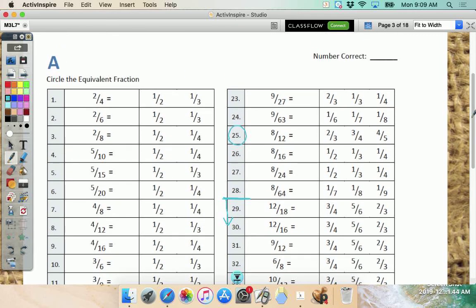Okay, so what we're doing is simplifying fractions. However, the only hard ones are the ones we circled. The rest of them are very simple, okay? And I want you to listen to what strategy I tell you to use, okay?